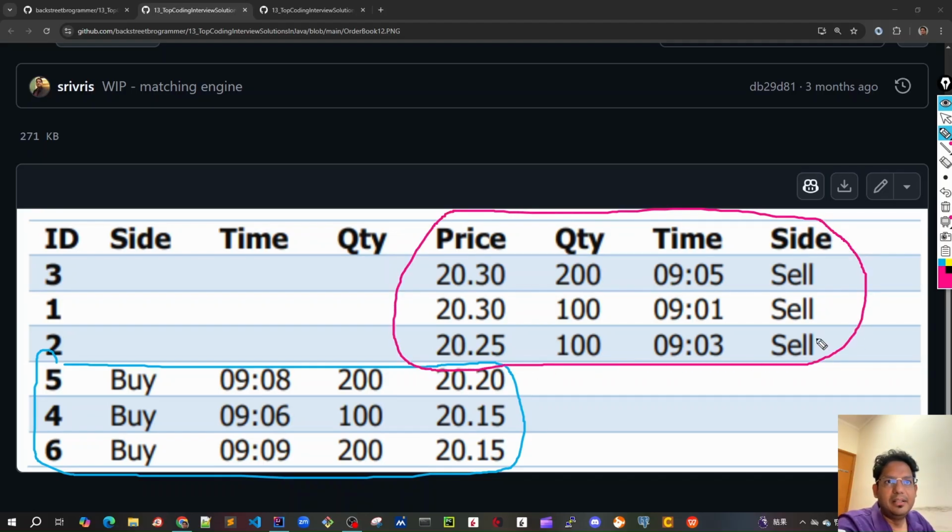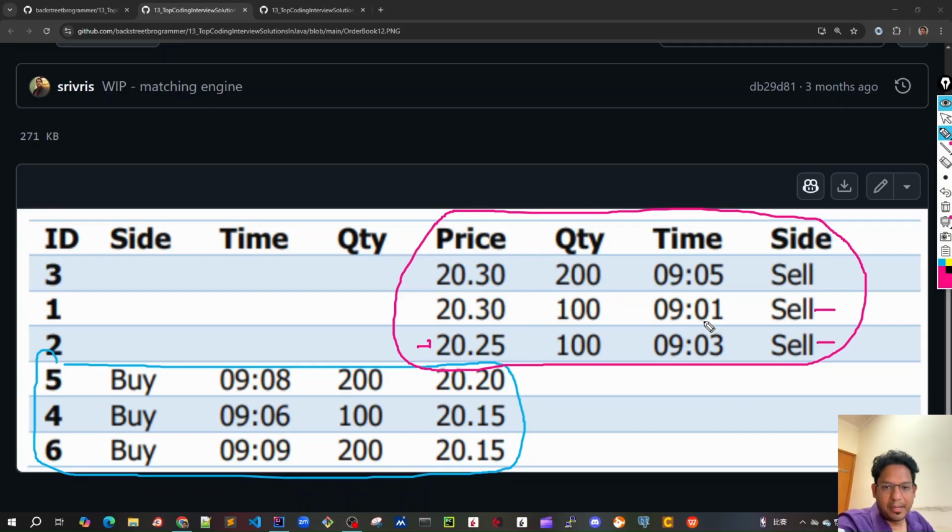As we can see, this cell has the highest priority for the sell orders because its price is the least, 20.25, and the other sell orders have higher prices than this one. So this is the best sell price available. Also for time, if the price is the same, the second order was received at 901, so it has a better time priority.